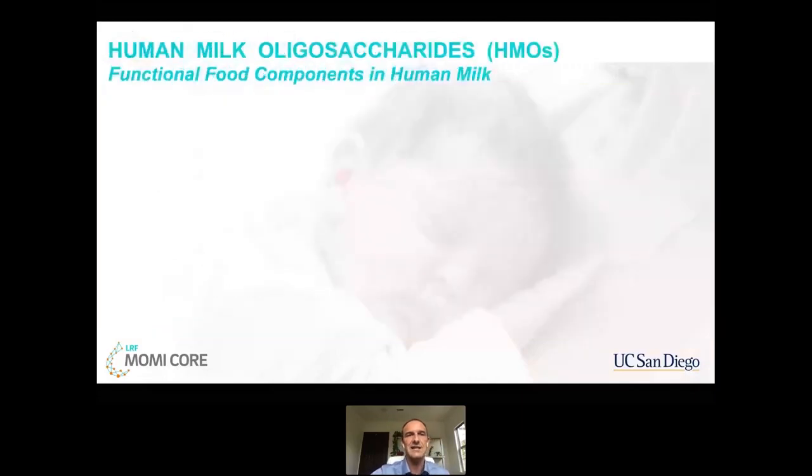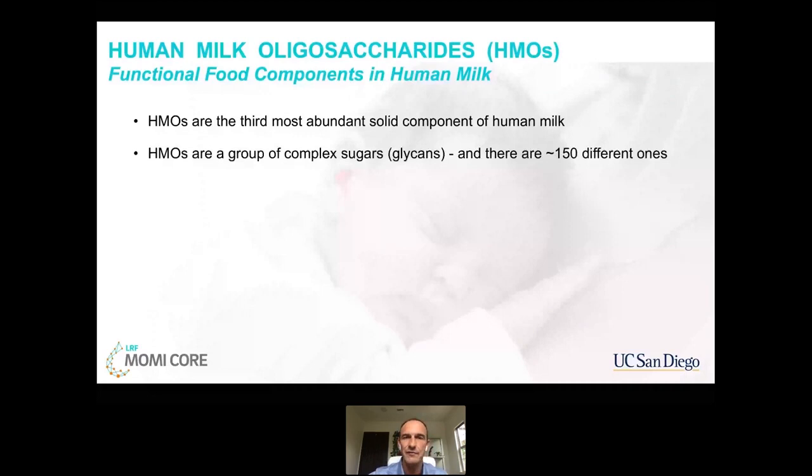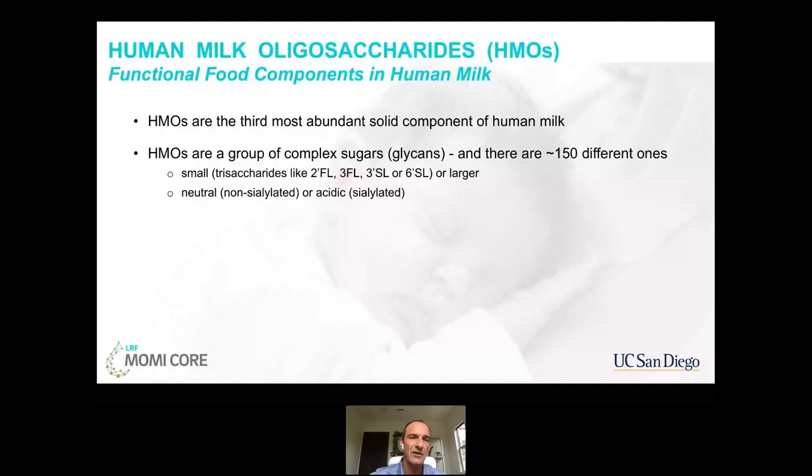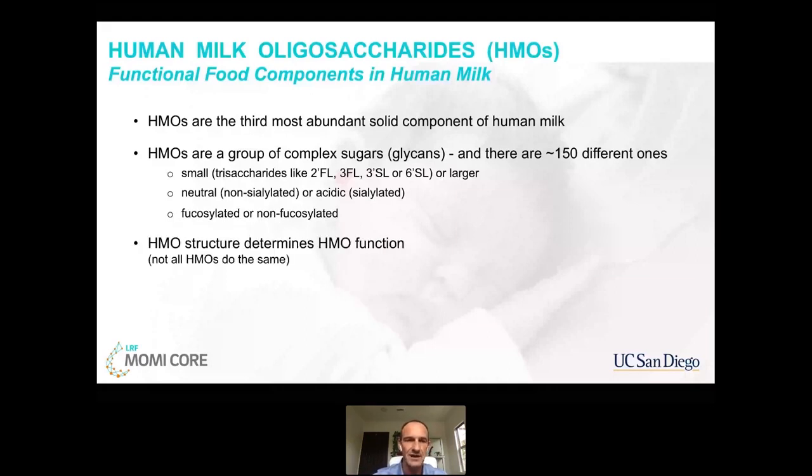Okay, so let's summarize this. Last slides, HMOs are the third most abundant solid component of human milk. They're a group of complex sugars. There are about 150 different ones. There are smaller ones, there are larger ones, there are ones that are sialylated and non-sialylated. There are some that are fucosylated and non-fucosylated. So it's really depending on what structure we are looking at. It's different molecules. HMO structure determines HMO function.